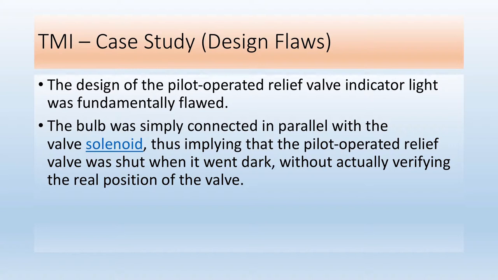But there was a flaw in the system. You've got this massive control panel, and in the control panel, you've got the status of all the different things that are going on. And because of the design of the pilot relief light on the control panel and the way that it was done, the valve didn't close, which meant that water was, by the way, still coming out of the primary loop, but it didn't indicate that it was still open. It actually indicated that it was closed.